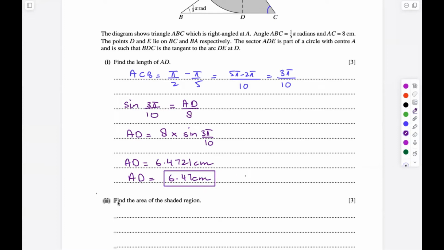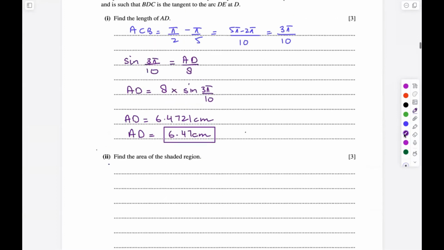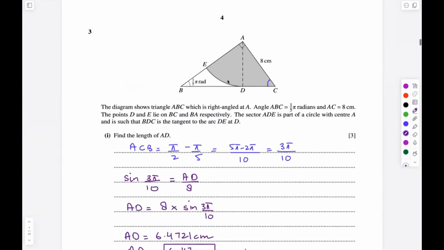In part 2, we have to find the area of the shaded region. Now, the shaded region basically consists of the sector AED and the triangle ADC. To find the area of the sector, we apply the formula half r squared theta. For that, we will need this angle, and the radius will be the length of AD, which we already know, which is 6.47.